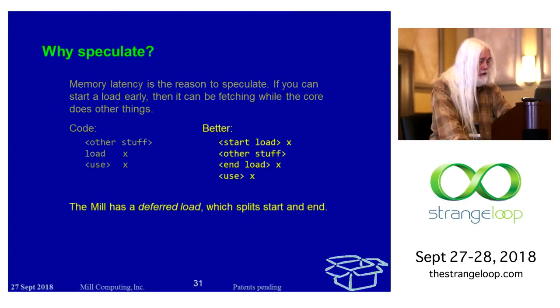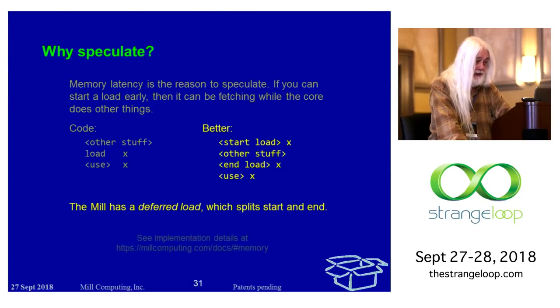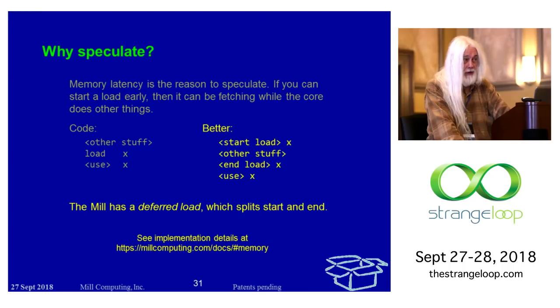The Mill has what is called a deferred load, which explicitly splits the front and back of this. These are actually, in some cases, two different operations separated by a fair amount, potentially many, many cycles in time. In other cases, and the one I'll show you here, we just simply say how long we want to wait.